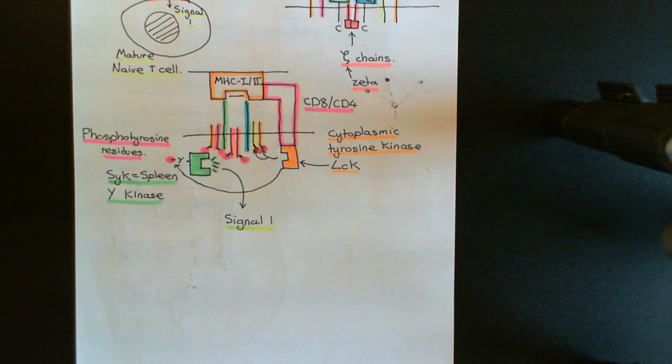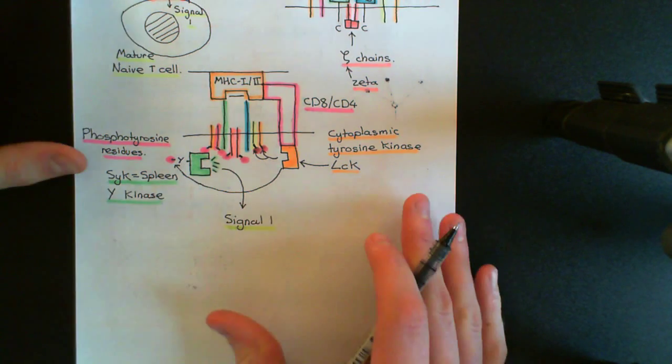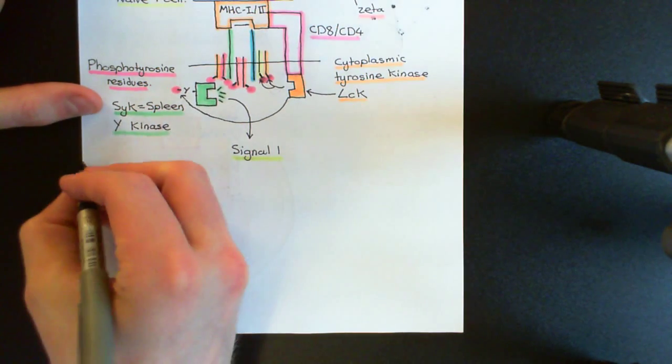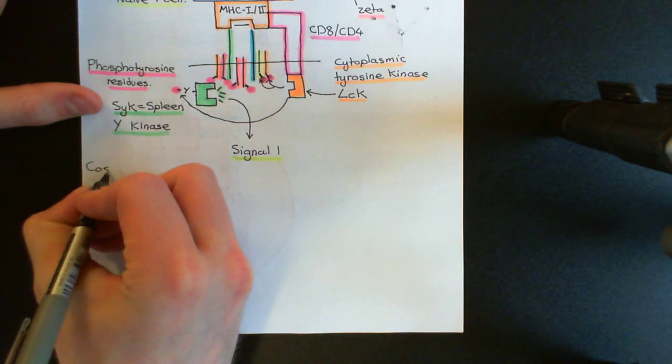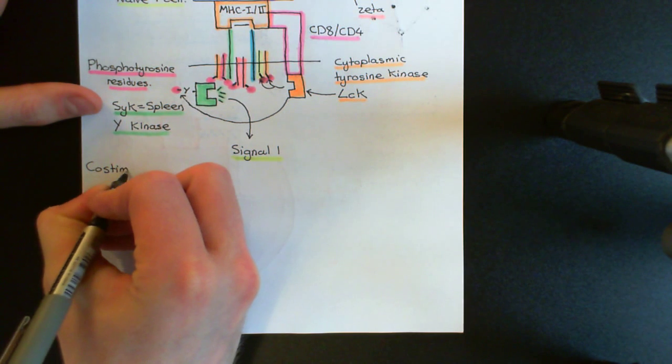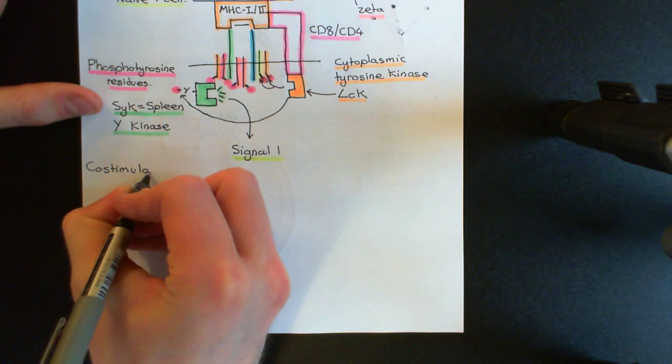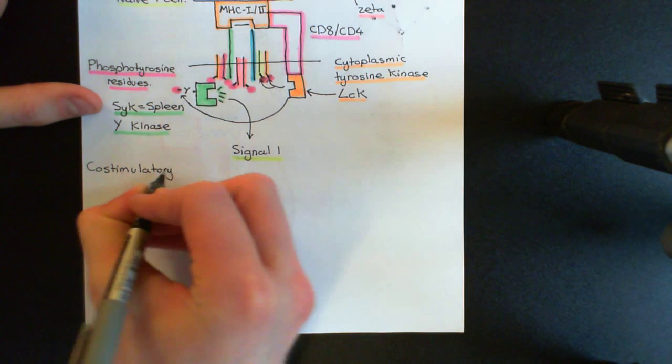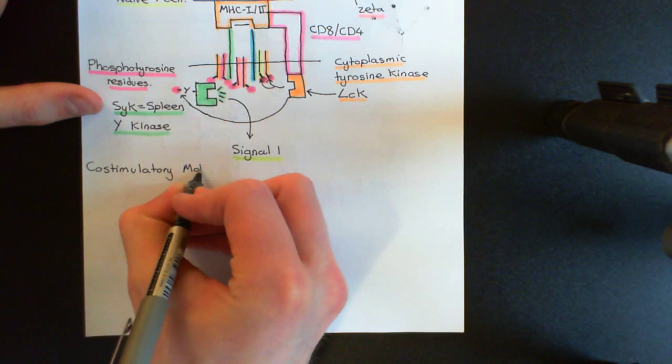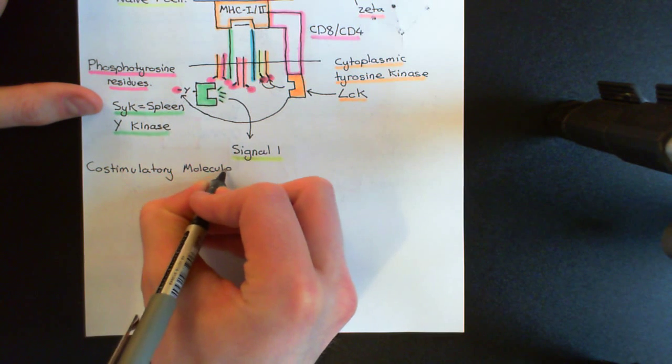However, in order for T cells to become activated, you need more than just signal 1. You need also co-stimulatory molecules. So this is the topic that I now want to move on to, and this is another way to prevent autoimmune responses from occurring. So co-stimulatory molecules is what I now want to talk about.